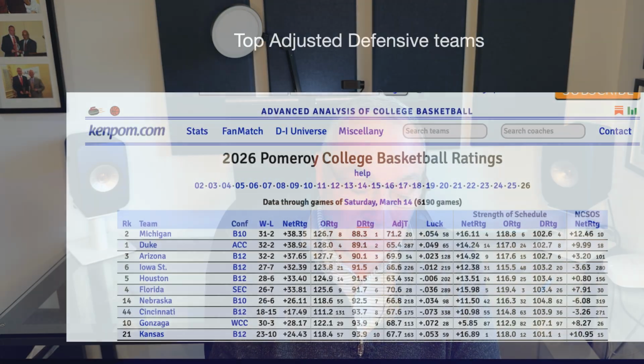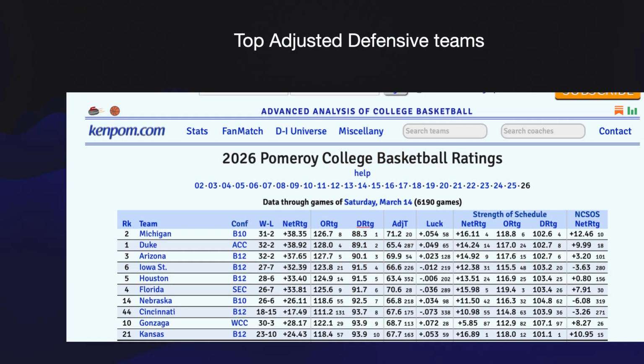But if you're going by field goal defense, if a team makes 2 free throws or 3 free throws against you, well, that doesn't impact your field goal percentage defense, right? So this is points per game over 100 possessions. So who were the best defensive teams in the country? Well, it was actually Michigan. The top adjusted defensive team was Michigan, Duke was second, and Arizona was third.